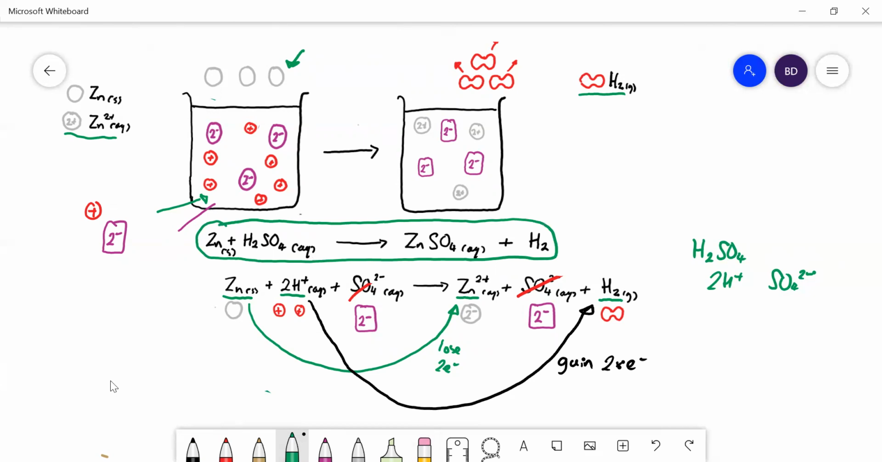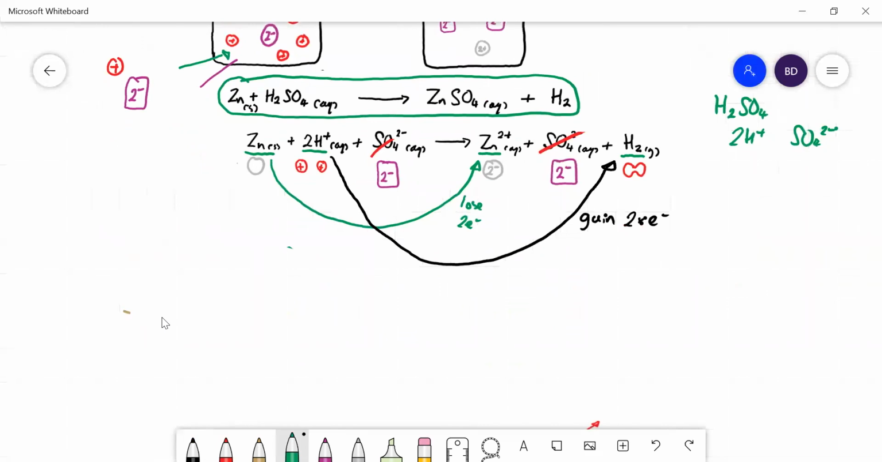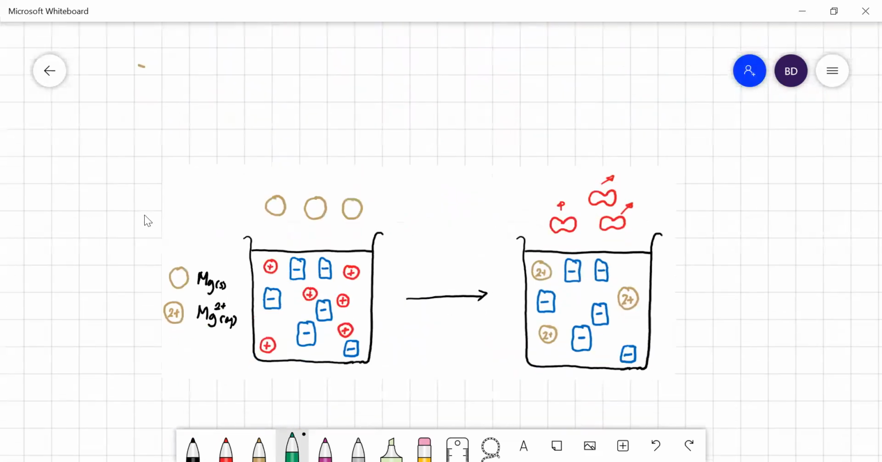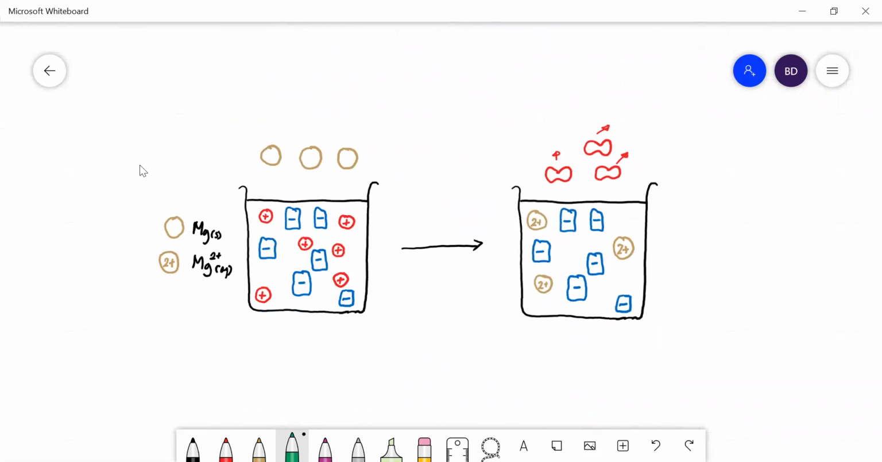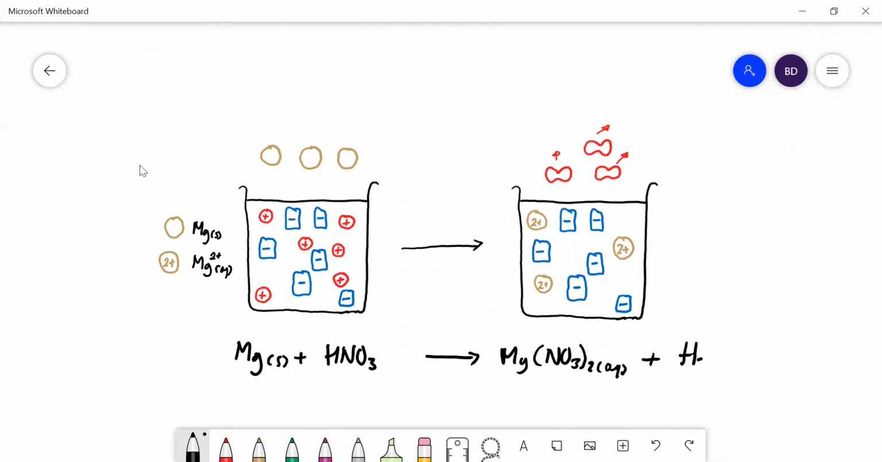Let's look at another example before we finish. And here I'm going to do the reaction between magnesium and nitric acid. So magnesium is going to react with HNO3 to form magnesium nitrate, and that's the formula of magnesium nitrate in aqueous solution, and hydrogen gas. In order to balance that, I need to put a 2 there. Right, so we can see in the diagram here, this is quite misleading because the HNO3 doesn't exist as that.